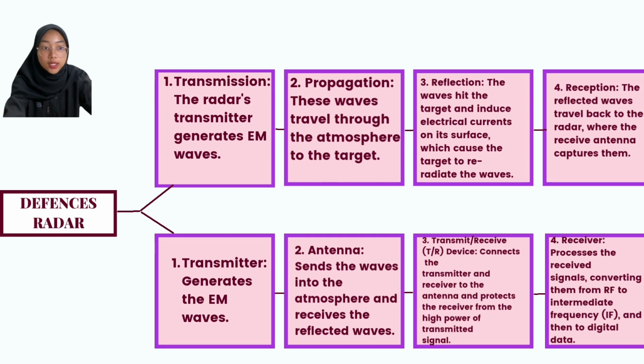Third is reflection. The wave hits the target and induces electrical currents on its surface, which cause the target to radiate the wave. Fourth is reception. The reflected wave travels back to the radar, where the receiving antenna captures it.